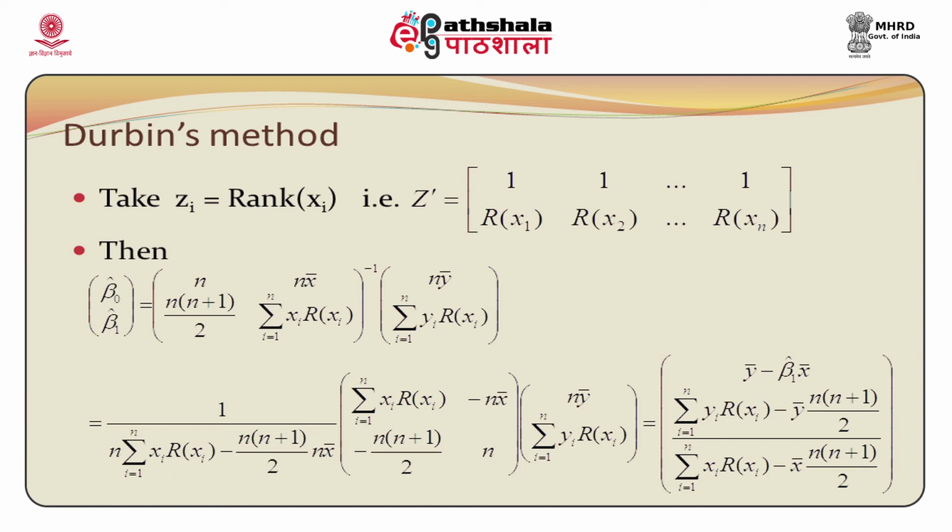So, this is Durbin's method, and generally Durbin's method is considered a better method because we are not taking just the same value for all x's which are small and all x's which are large. We are taking ranks which are slightly different. So, it basically evens things out much better.